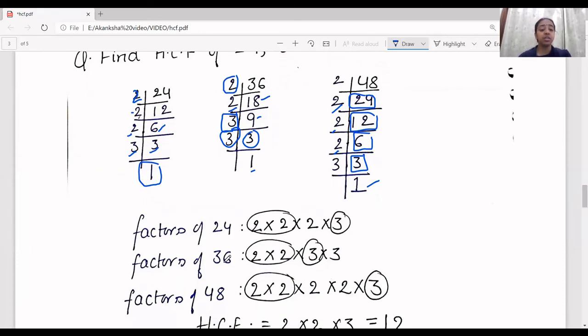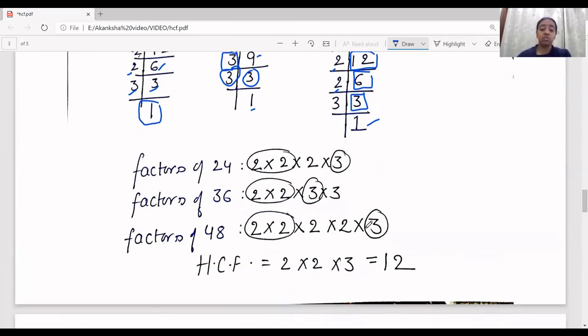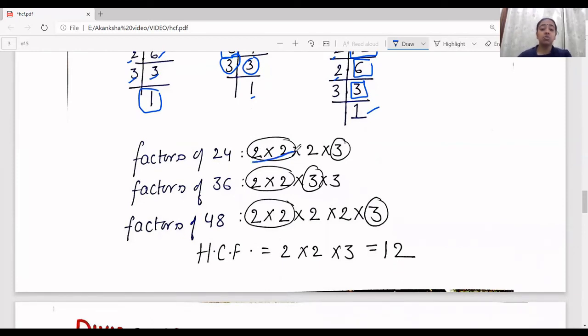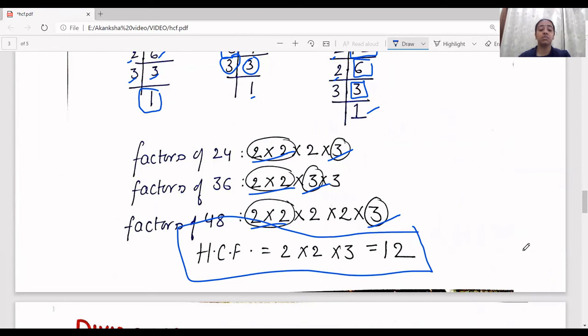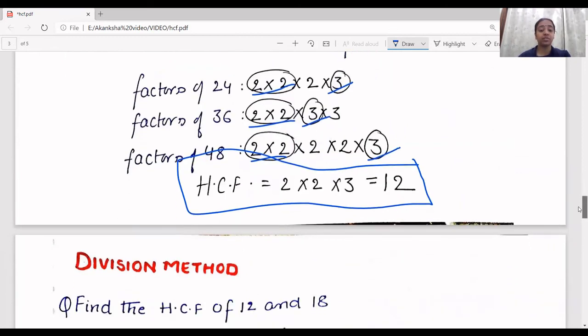So the prime factors of 24 are 2 into 2 into 2 into 3. 36 is 2 into 2 into 3 into 3. 48 is 2 into 2 into 2 into 2 into 3, right? So we're supposed to find out the common factors between the 3. So common are, we can say 2 is common in all the factors of 24 and 36 and 48. And we find a 3 also common in all the 3s. So 2 into 2 into 3. Therefore, 2 into 2 is 4. 4 into 3 is 12. So the highest common factor for 24, 36, and 48 is 12.